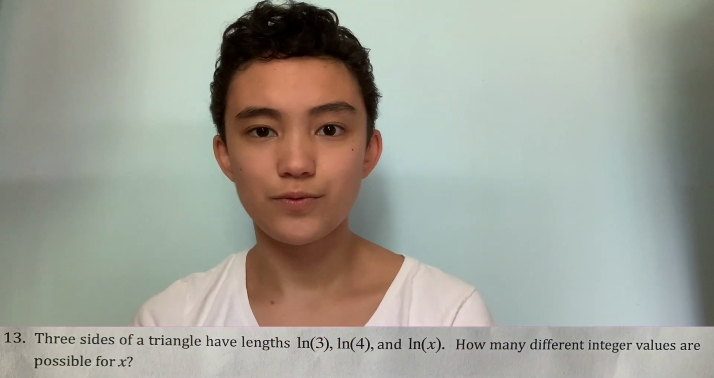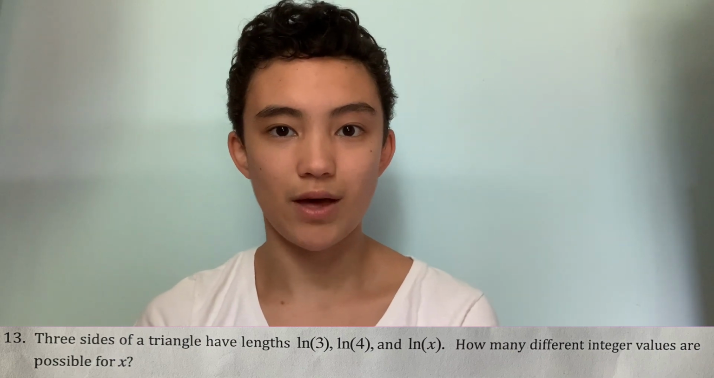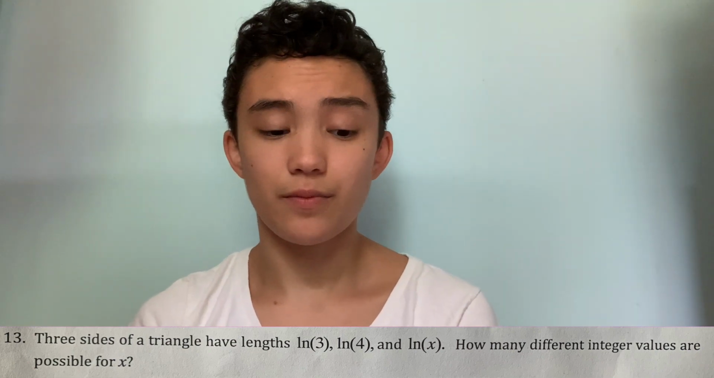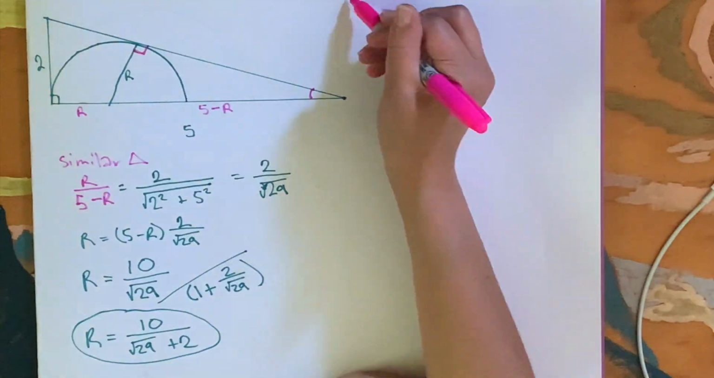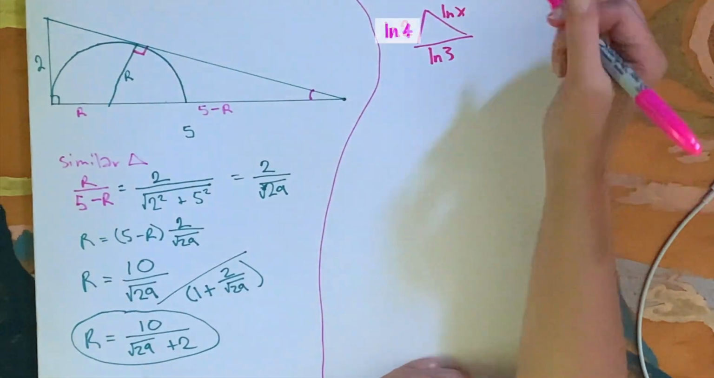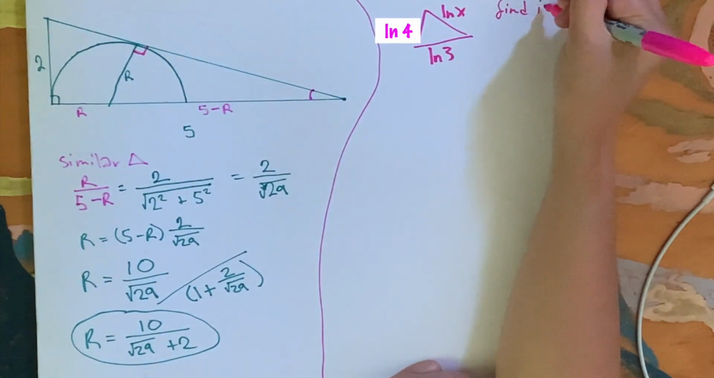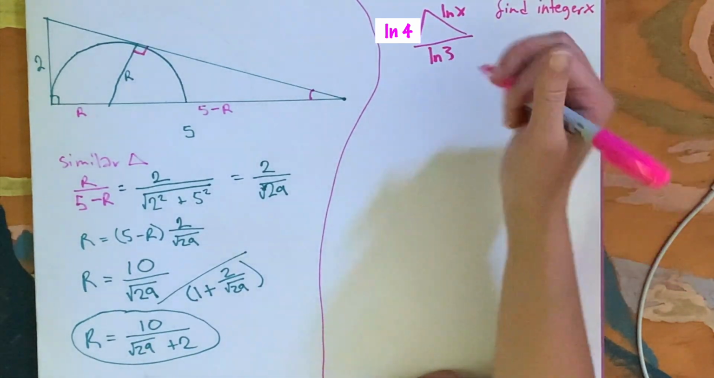And then let's do one more problem before we run out of time. This is number 13 from that same exam. There's usually at least one problem that deals with natural logs, so this is it. So here's our triangle with sides ln4, ln3, and lnx, and we're trying to find all the possible integer values for x. So how? Well, there's two different cases.